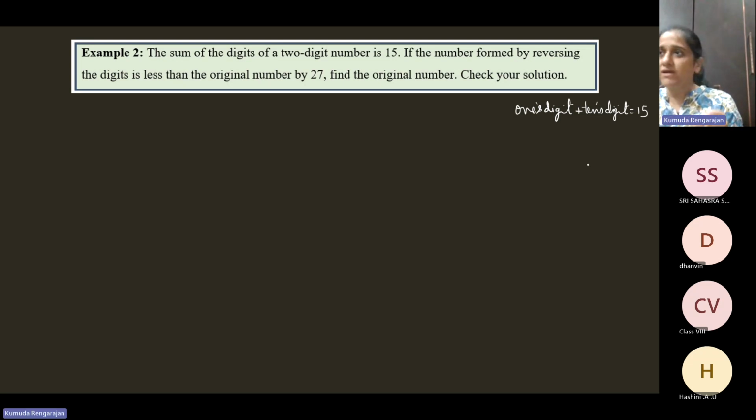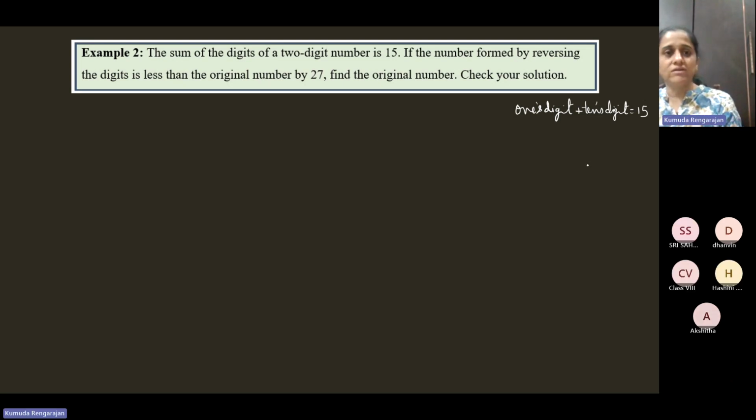The sum meaning addition of the digits. Which digits? Of a two-digit number. So the tens digit and the ones digit. A two-digit number will have a digit in the ones place and the tens place. So the sum is 15. So if you call the ones digit x, plus the tens digit is equal to 15. So then what's the tens digit? 15 minus x. This is your rough work in the rough column.